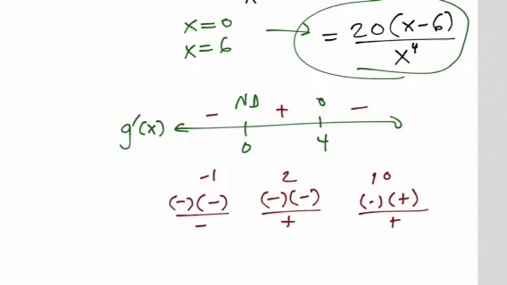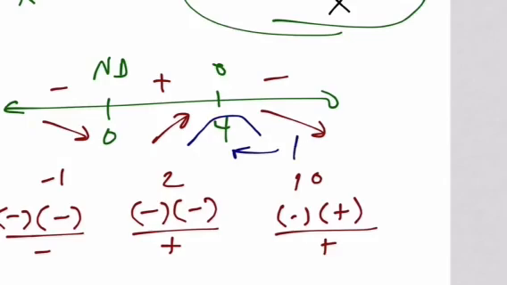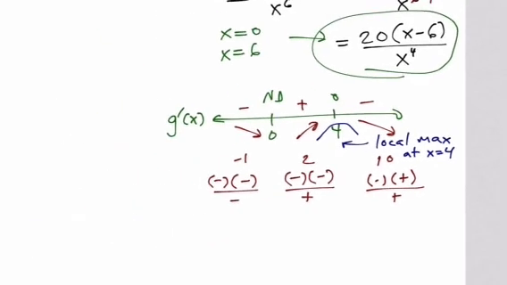So the function will be decreasing, then increasing, and then decreasing. And what this means, going from increasing to decreasing, means that 4 is going to be a local maximum. The value at 4 is going to be a local maximum. But we don't get a local minimum at 0 because the original function is undefined. That's outside of the domain.